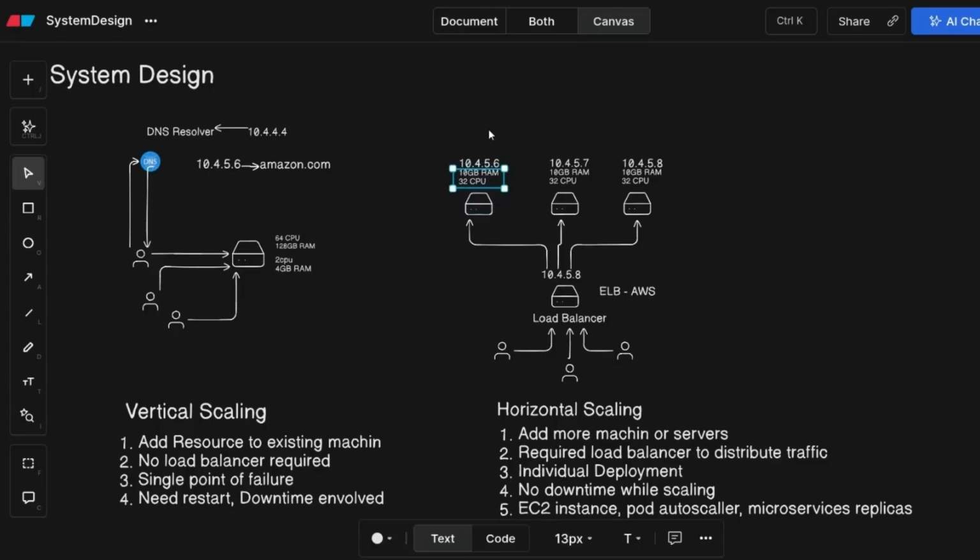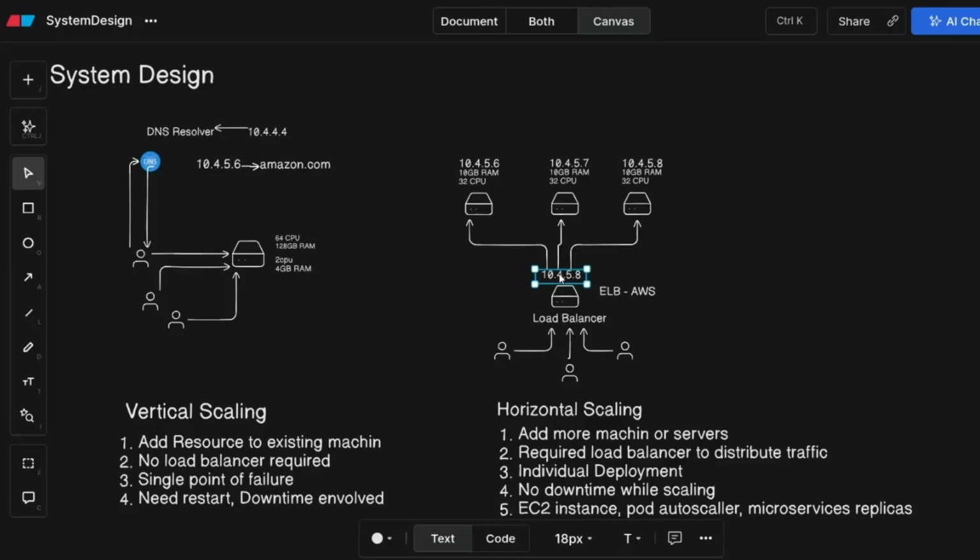So this is the first server, for example of 10 GB and 32 CPUs. Horizontal scaling means adding more servers, more replicas to it. You can see here we have three servers, and all three have three different IP addresses. So how will the user know which server to route to? This can be handled by the load balancer. In horizontal scaling, a load balancer is required for distribution of traffic.